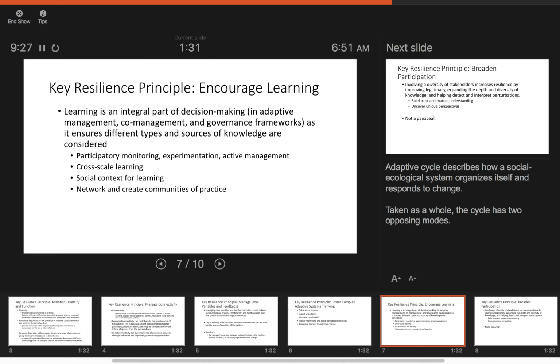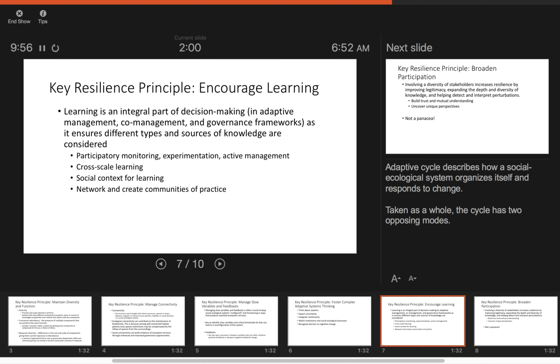Participatory engagement, so participatory monitoring, participatory experimentation. This has also been called active adaptive management. Cross-scale learning, so how do we learn from those that operate at a higher scale or level than we do? So can I learn about international policy or domestic policy even though I'm working on my farm? If I'm a federal policymaker, can I learn from that farmer?